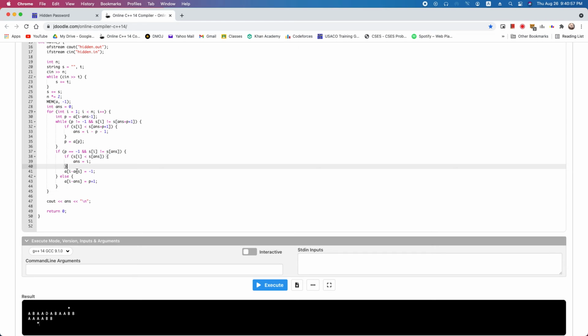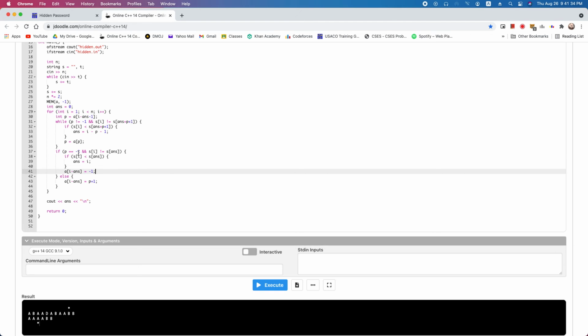So then here we will also set this to -1. And what this means is that anything with the length of this will definitely not have any longest prefix that's also a suffix, because here we know we've already checked everything, and p is equal to -1 already. This means that none of the letters that we checked already match, and also the final one doesn't match either. So all of these will not be equal to each other. So we should set this to -1.